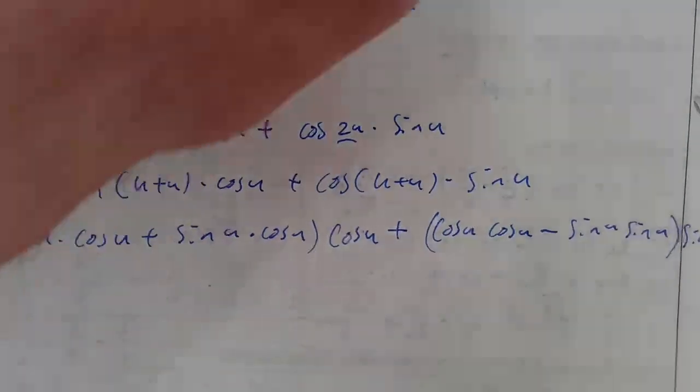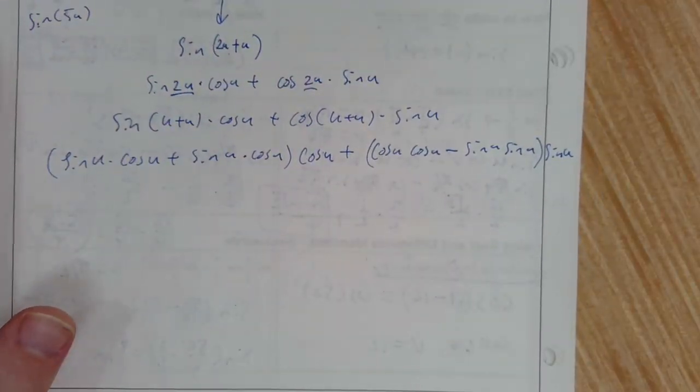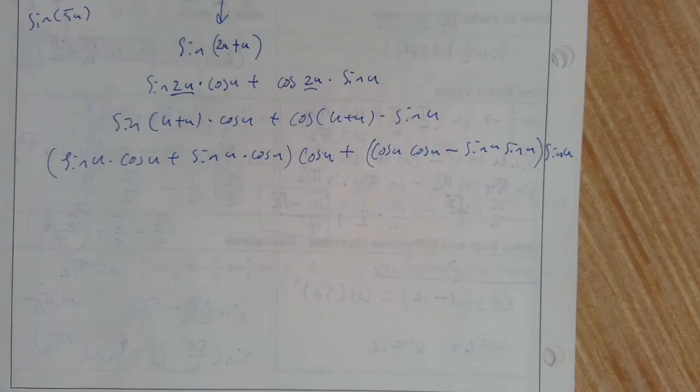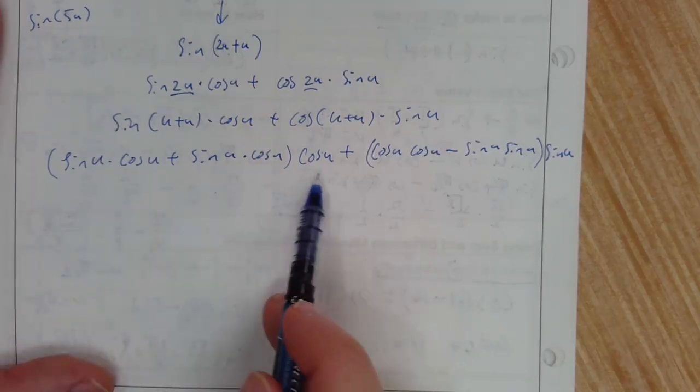You zoom out a little bit. Okay, do you see that? Did that make sense? I know this is a bit of a harder problem, but are you following? We're expanding out using the sum or difference identity. Then at this point, we're going to distribute this out.